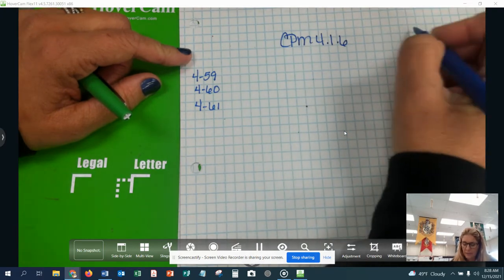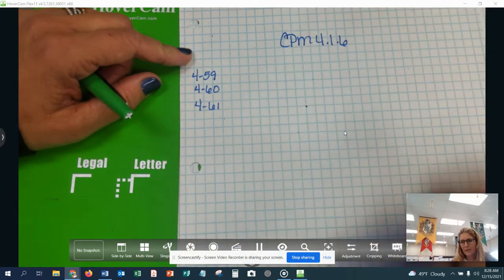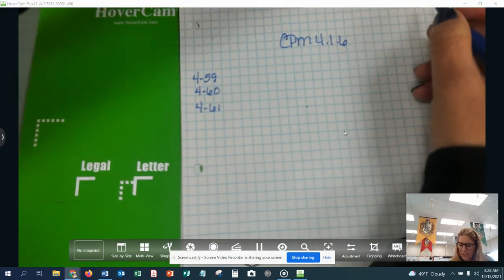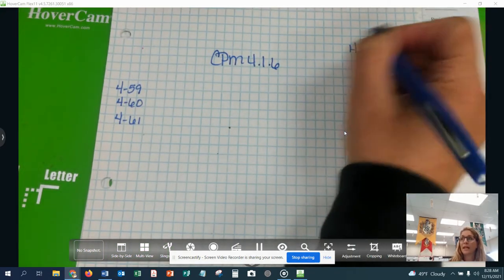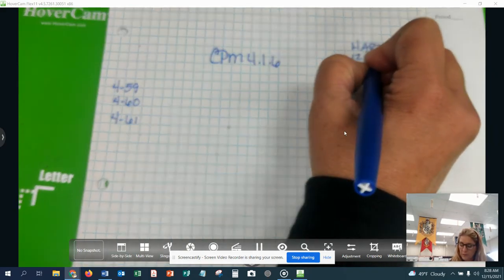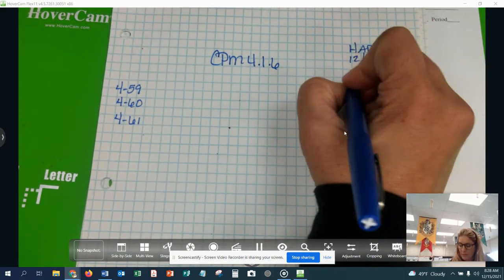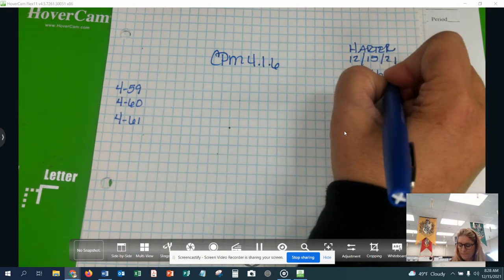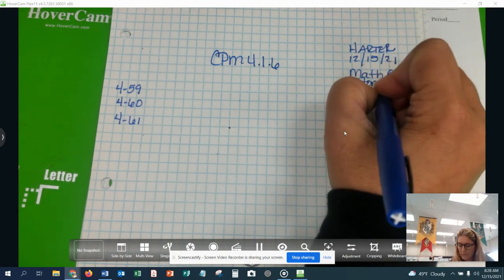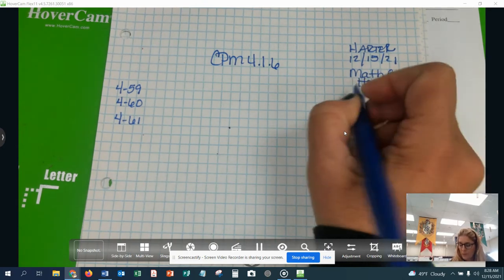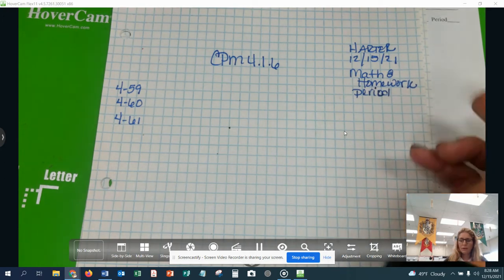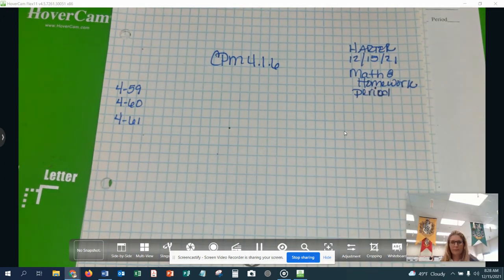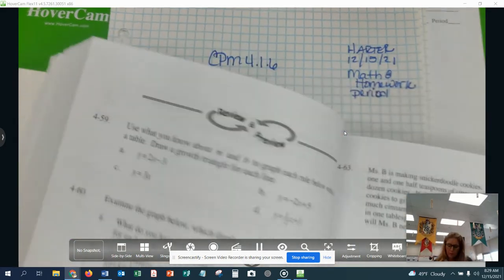So whenever we're looking at this, on your homework, have CPM 4.1.6. Have your name. Get used to writing your name on this side, just like this, harder. The date, right? Math 8, homework, period, whatever it is. Once you get that started, you're going to be fine with the teacher. Number one. Okay, so 4-59 on 4.1.6.